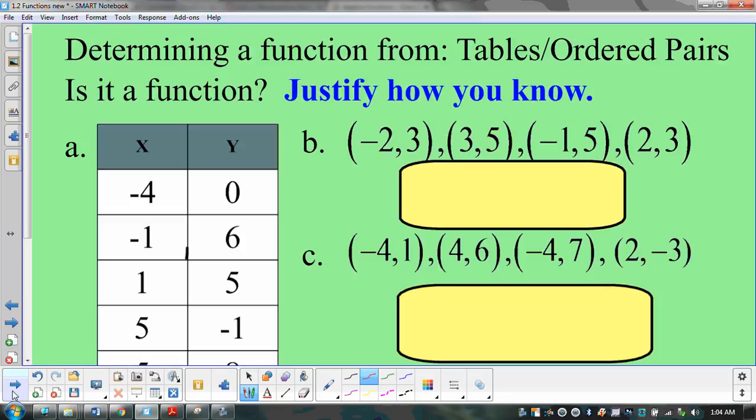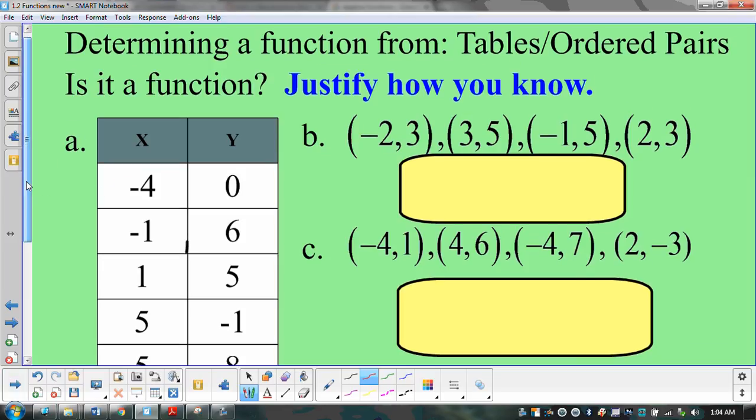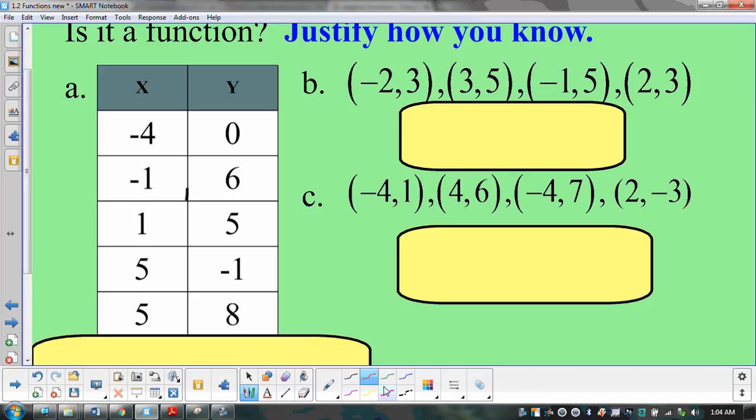So let's take a moment, look at a table, and look at a bunch of points, and simply answer the question, yes or no. Is it a function? Justify how you know. Take a moment and look at A. You will see a table of data. I need you to start to train your brain to see this as a set of points. This is the point -4, 0, -1, 6, 1, 5, 5, -1, and 5, 8.